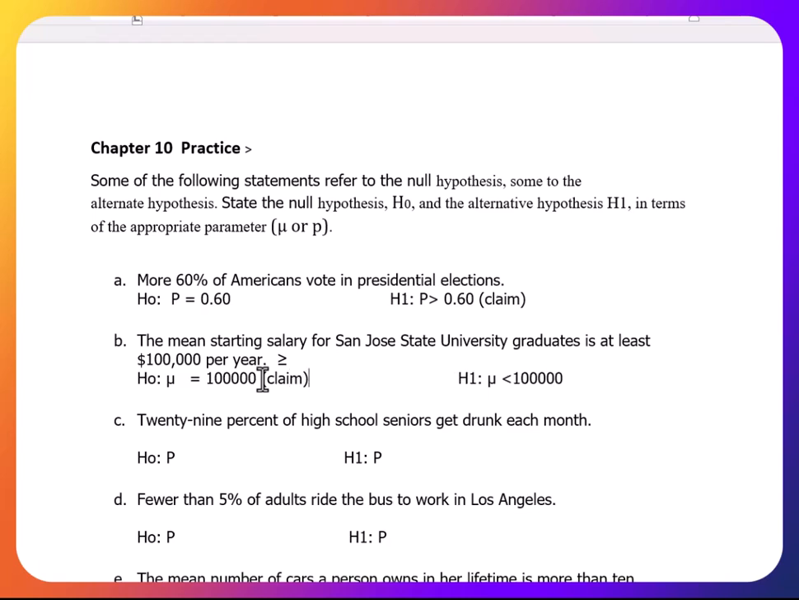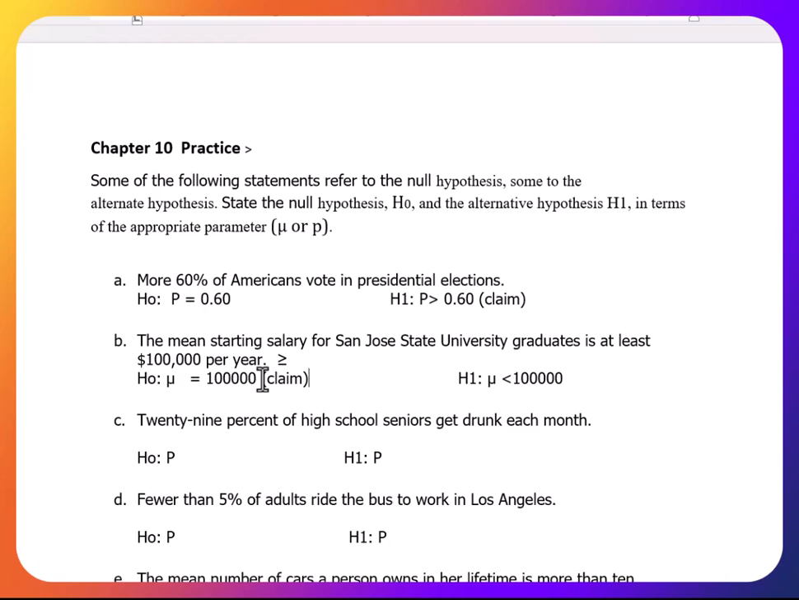Most of the time, the claim will turn out to be in H1, but I just intentionally put some examples to show you that the claim could fall in the null hypothesis. So if you have at least, then the complement to it that goes to the alternative hypothesis is less than. And if you have at most, then the complement of it that goes to the alternative hypothesis will be greater than.